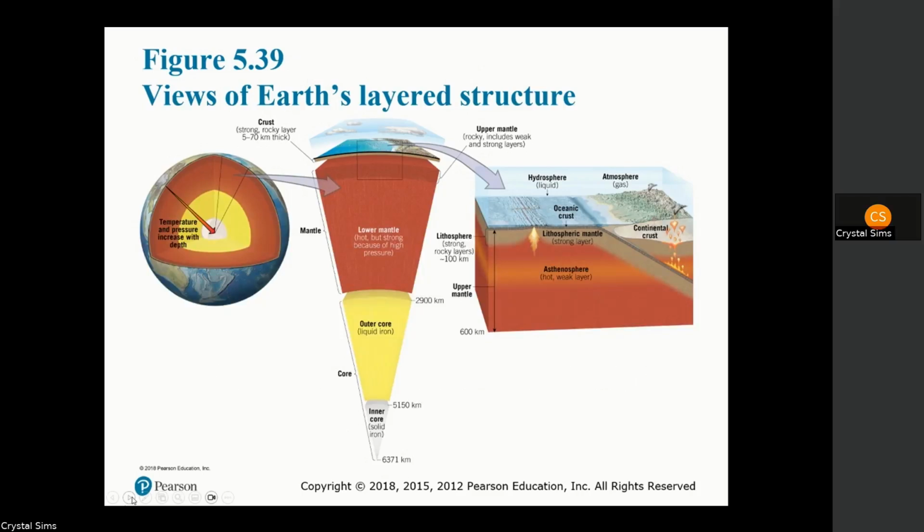So that takes us through a look at the Earth's surface. And now that we've covered our Earth's surface and looked at earthquakes, we'll move on to volcanoes.